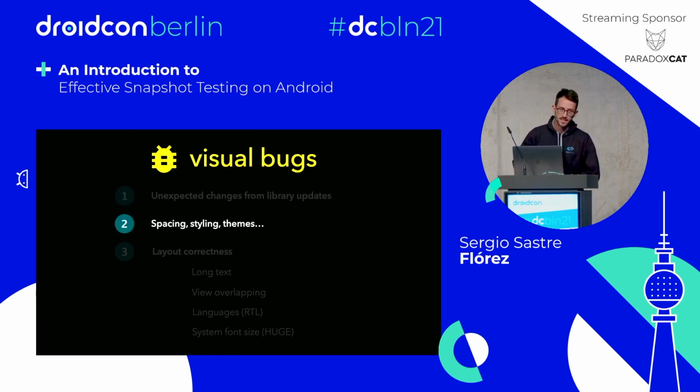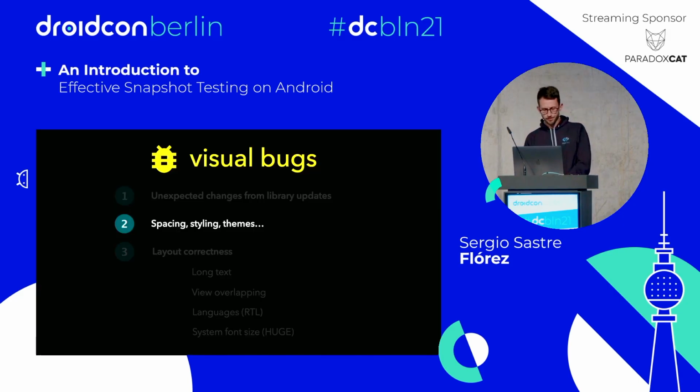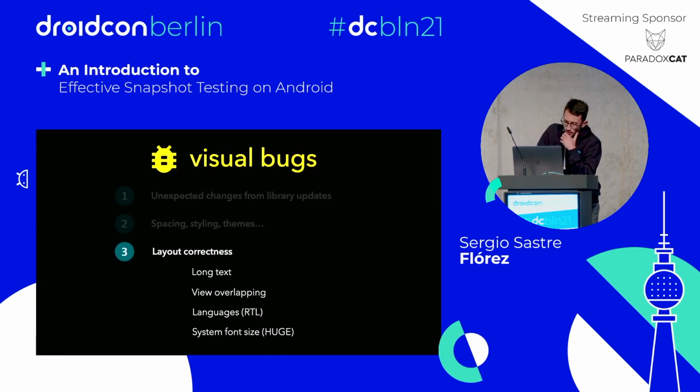So the second one is spacing, styling, and themes, and especially themes. Because we want to make sure that every single UI component displays the colors properly in light theme, as well as in dark mode. So the last point is layout correctness. And here, well, there are several subpoints to consider. So one of them is if a view has long text, right? Does it ellipsize or become multi-line? Does the text cut?